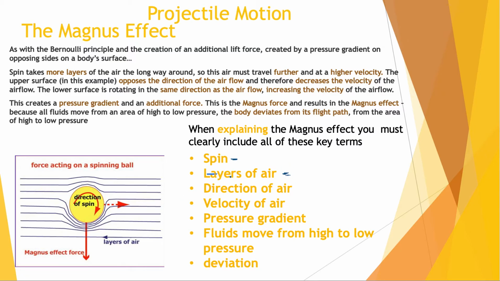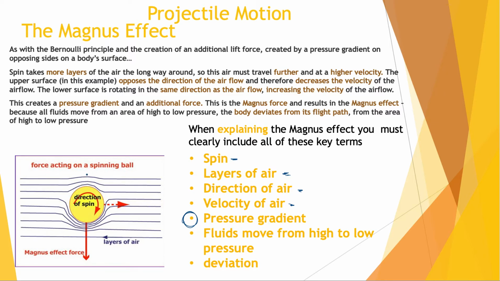So I'd say a spinning object takes more layers of air in the same direction of the spin. For example, with topspin, more layers of air are taken underneath the ball. Those layers of air have to travel then at a higher velocity underneath the ball, and a lower velocity over the top of the ball. You've got to talk about the top and the bottom because we're trying to get towards describing a pressure gradient here.